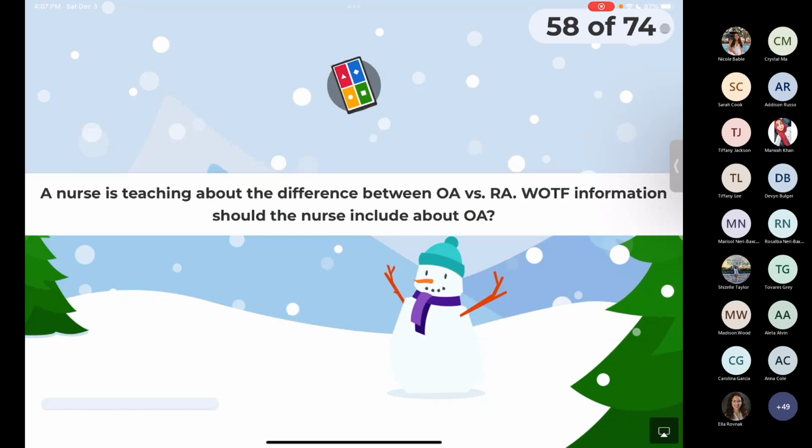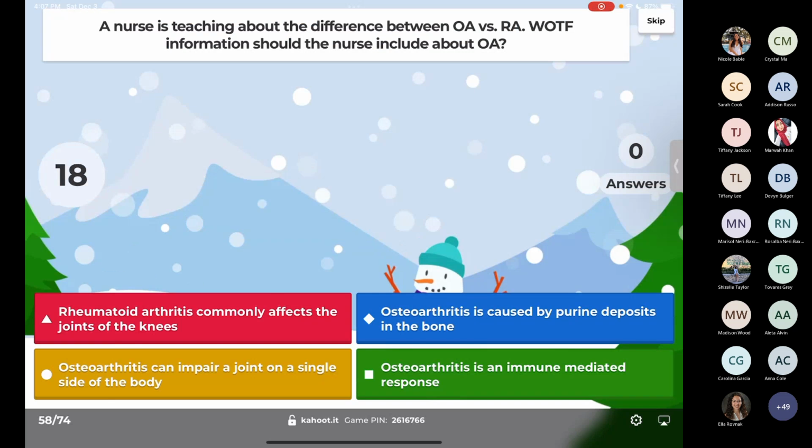A nurse is teaching about the difference between osteoarthritis and rheumatoid arthritis. Which of the following information should the nurse include about osteoarthritis?